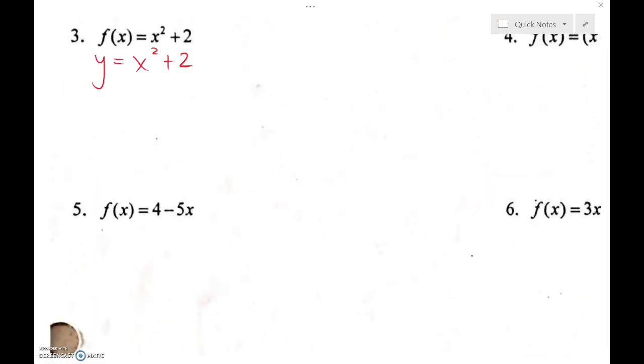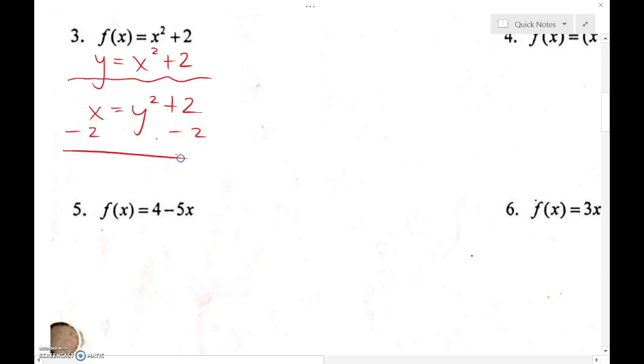Example, we're going to do an inverse of a quadratic function. So y equals x squared plus 2. We're going to find its inverse. So go ahead and swap your x and your y values to create a different function, and now we're going to try to get y by itself. So subtract 2 from both sides. x minus 2 is equal to y squared.